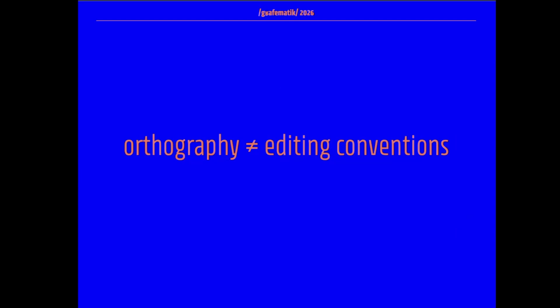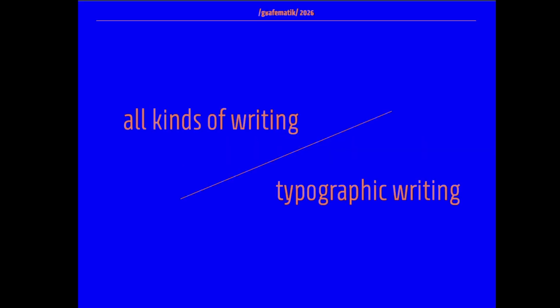Then, obviously, I see two different natures. Orthography rules, or spelling rules, are of a different nature than editing conventions. I see this in five vectors, or oppositions, one to one. Okay, how am I going? Five minutes. Okay.